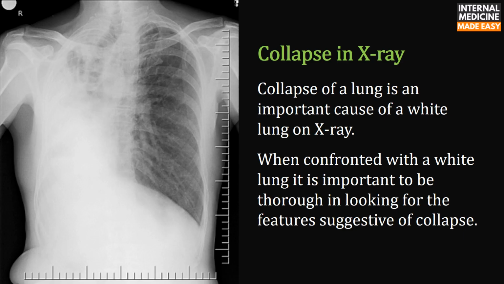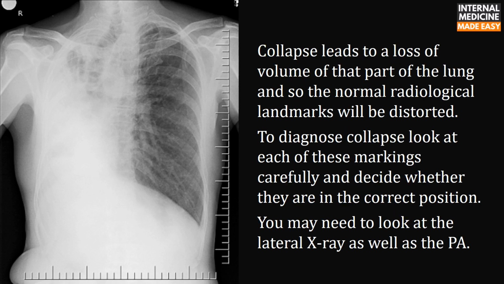Collapse of lung is an important cause of a white lung on X-ray. When confronted with a white lung, it is important to be thorough in looking for the features suggestive of collapse. Collapse leads to a loss of volume of that part of the lung, and so the normal radiological landmarks will be distorted. To diagnose collapse, look at each of these markings carefully and decide whether they are in correct position. You may need to look at the lateral X-ray as well as the PA.